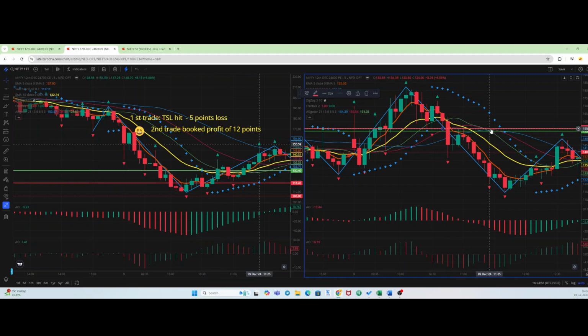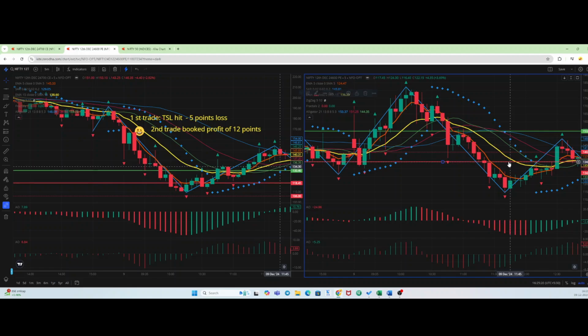Then again it is a red candle. The next candle is red, again changing the stop loss. Now I am in a profit of 2 points. Then again the next candle is red, and I am changing to 146. Now we are in good profit. Again a red candle, I am changing to 144. Again red, I am changing to 137. Again red, I am changing to 133.